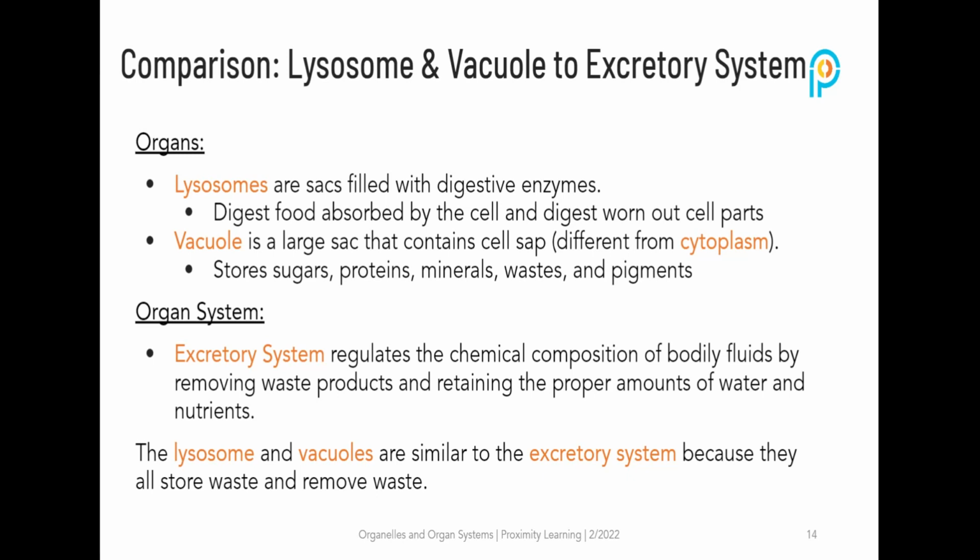And then our excretory system regulates the chemical composition of bodily fluids by removing waste products and retaining the proper amounts of water and nutrients. So the lysosome and vacuoles are similar to the excretory system because they all store waste and they remove waste. We would be in trouble if this didn't occur.